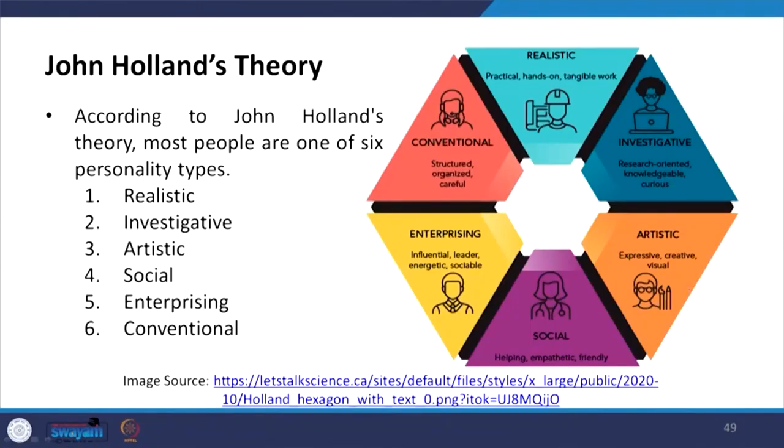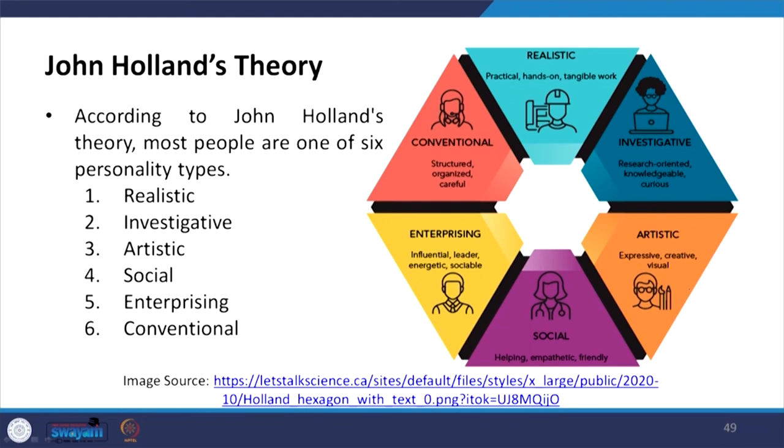According to Holland, the types are realistic, investigative, artistic, social, enterprising, and conventional. This is the RIASEC model. Realistic people are practical, hands-on, with tangible work. Investigative people are research oriented. That is a personality type, and if you have that personality type, you can match with it and work accordingly, according to your nature, and do the job.